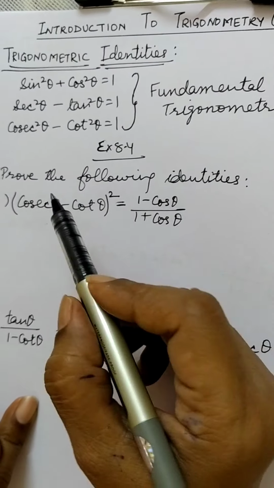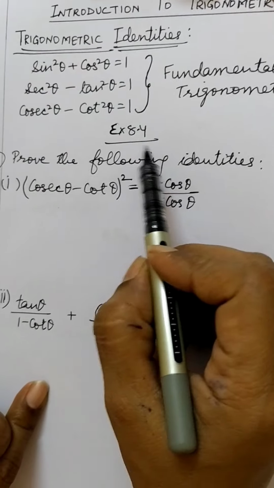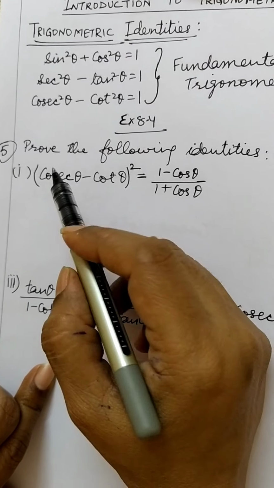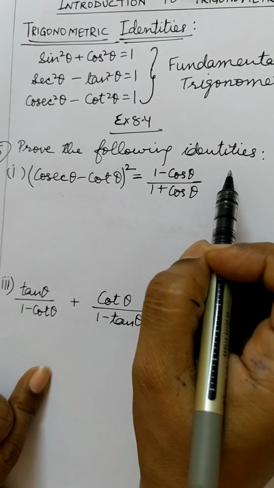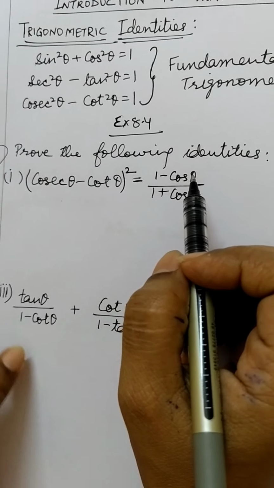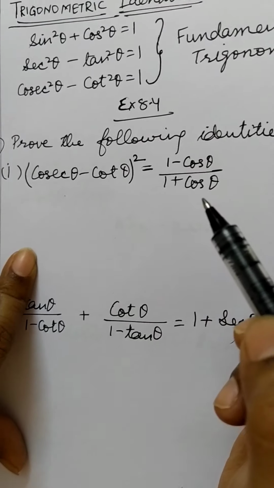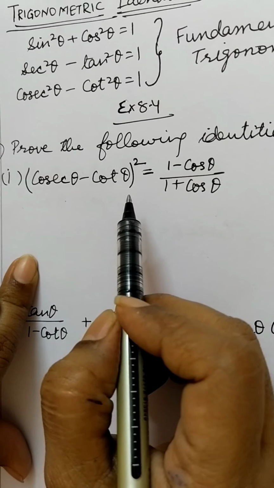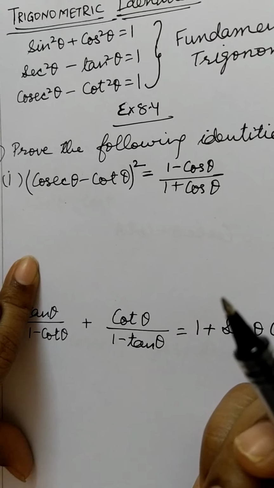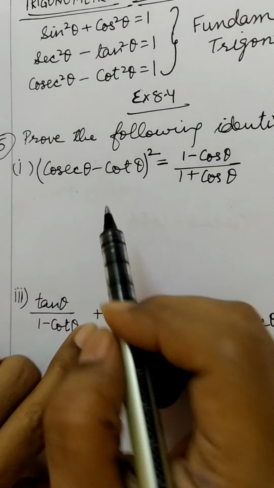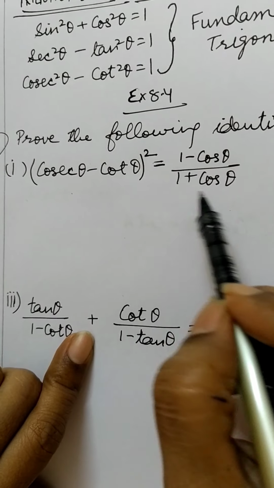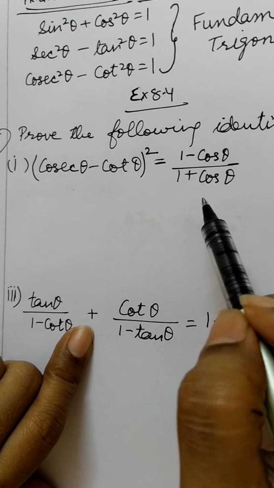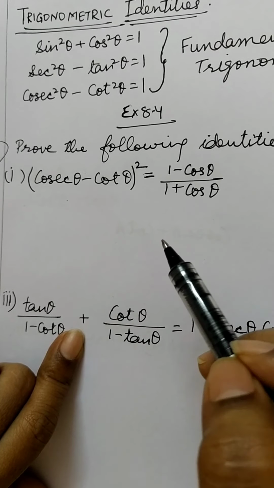Today we are doing our last exercise 8.4, question number 5. You have to prove the following identities. Here you can see, you have to prove this trigonometric equation. Proving an equation means you have to prove that LHS is equal to RHS. So you can prove the identities in three different ways.